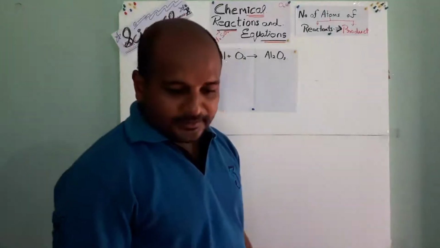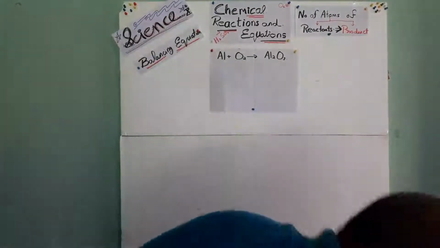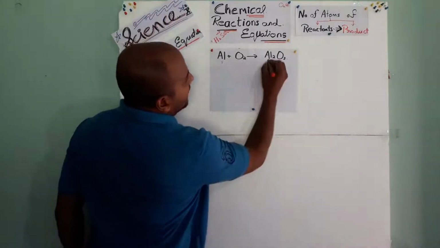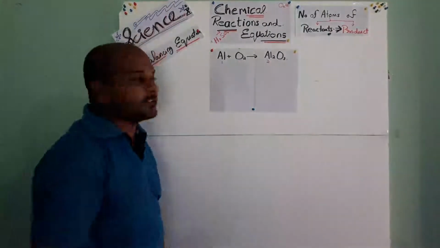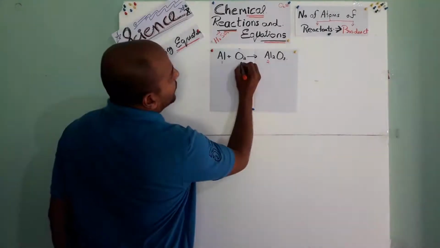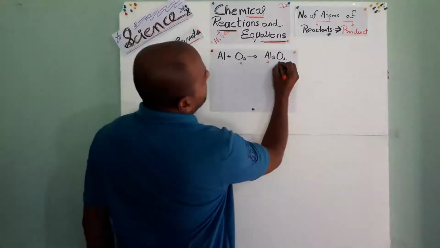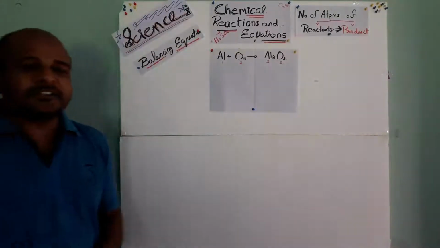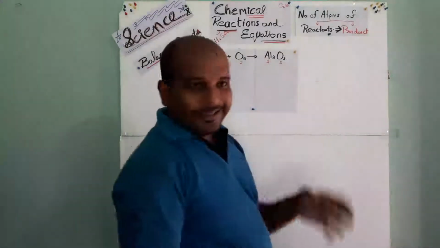Okay, let us see. Where is my pen? Okay. Fine. We get Al 1, here Al 2. 100% not balanced. O2, 2. Here O2, 3. So, whenever we are balancing, start with the biggest.